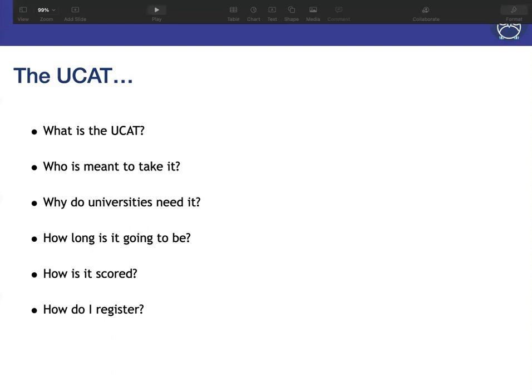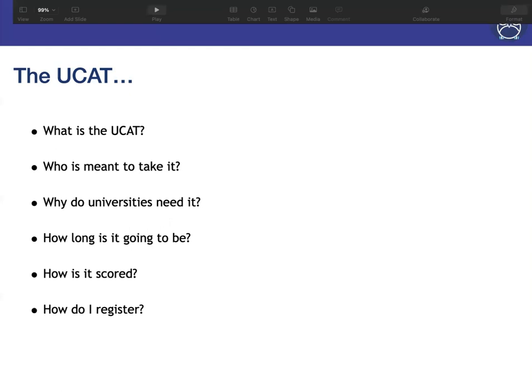They use it differently depending on each medical school or dental school, but it's a huge part of the application process, and it plays a massive role in determining whether you get an interview or not. Who was meant to take it? If you're applying to dental school or medical school, you do the UCAT, depending on which university you're applying to.